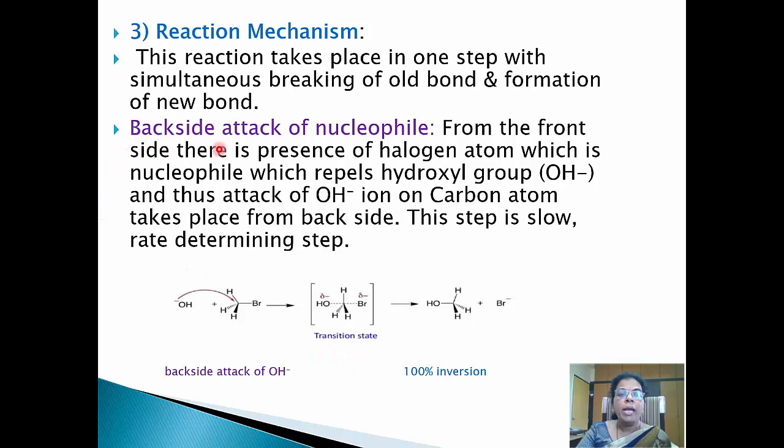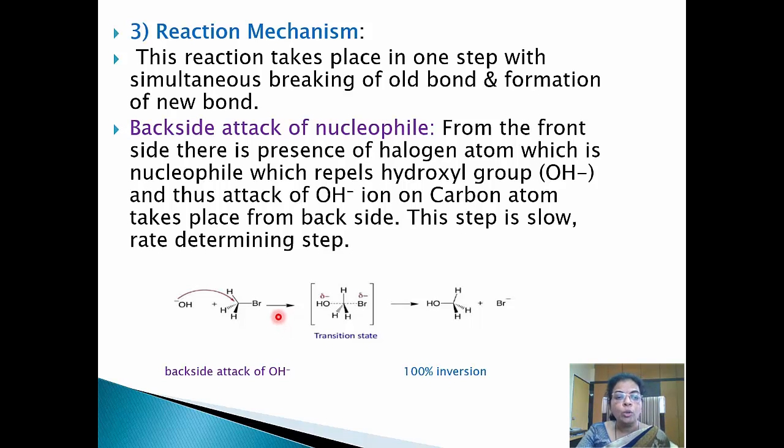Look here, backside attack of the nucleophile. On the front side, there is the presence of the halogen atom, which is electron rich and repels the hydroxy group, that is the OH- ion, and thus the attack of the OH- ion on the carbon atom takes place from the backside. This step is slow and is the rate determining step, that is, we can determine the rate of reaction by using this step.